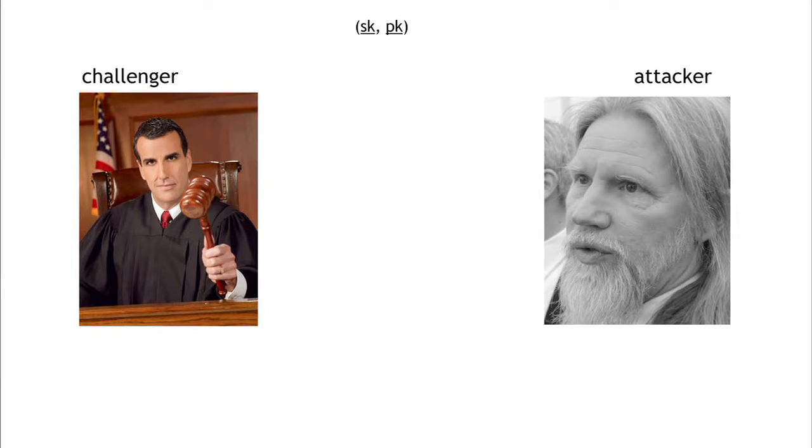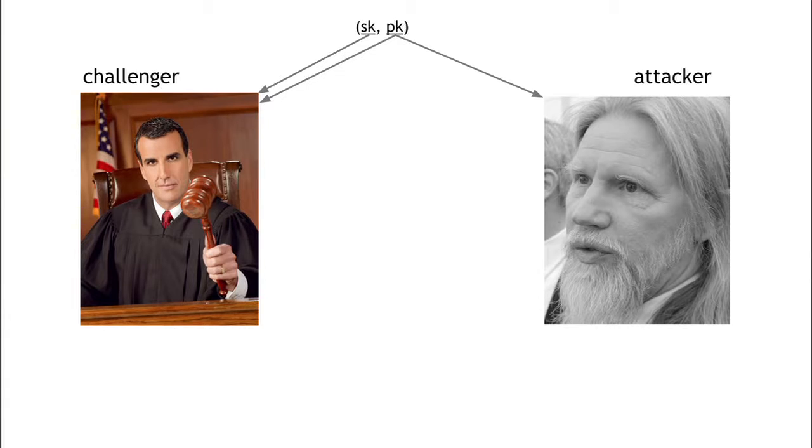The first thing we do is we use generate keys to generate a secret signing key and a public verification key that match up. Now we give the secret key to the challenger, to the judge, and we give the public key to both parties, both to the challenger and to the attacker. So the attacker only knows information that's public. He only knows the public key.